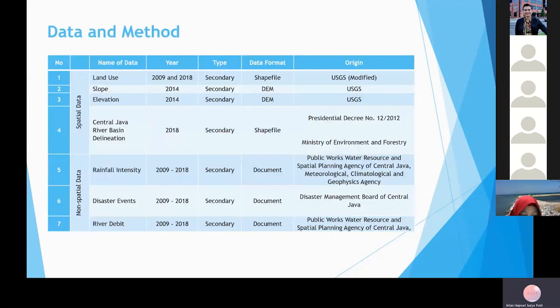For the data and methods, there are several data. We have a spatial data and a non-spatial data, which spatial data related to the land use, slope elevations, the delineations that we got from many resources. And while for the non-spatial data, it is related to rainfall intensity, disaster events, river debits for the whole research.